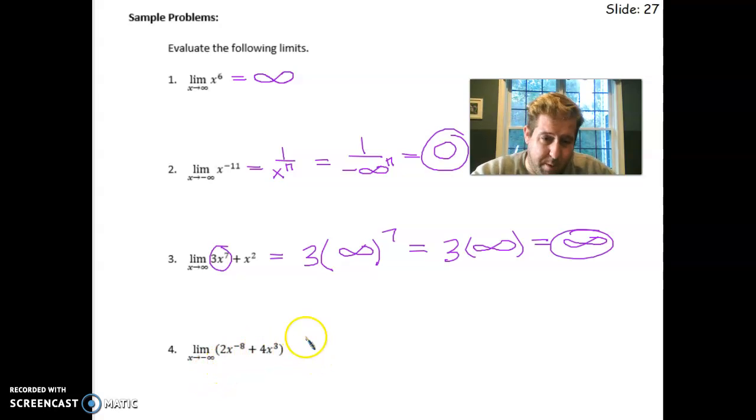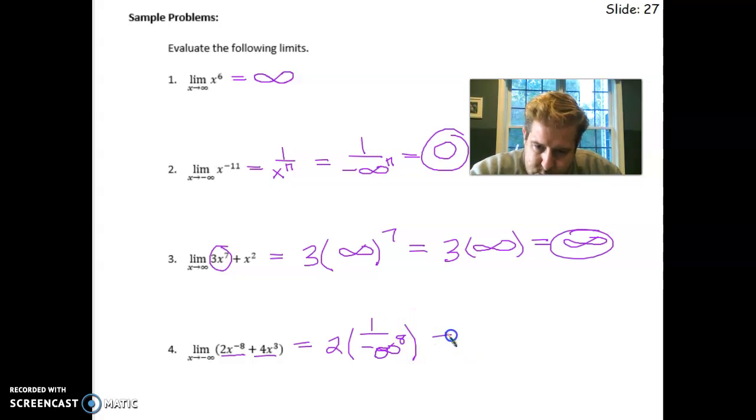Now, for question number 4, this is a little bit of a tricky question because we have a rational piece and a polynomial piece. So you can't just do this trick up here. It's not the same situation. So I'm going to plug in negative infinity in for, okay, you know what? I'm going to change this from a negative exponent to a positive exponent. So that's actually 1 over negative infinity to the 8th power. Now, I know that looks weird, but that's negative infinity to the 8th power. And then we're going to add 4 times negative infinity to the 3rd power.